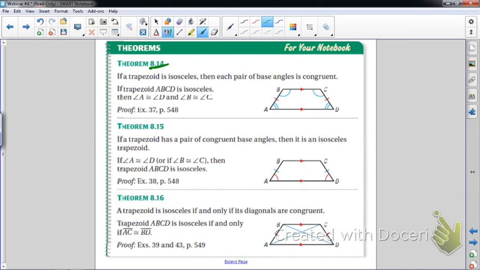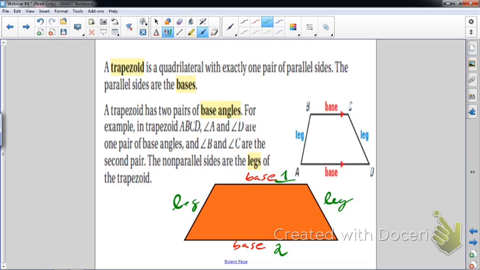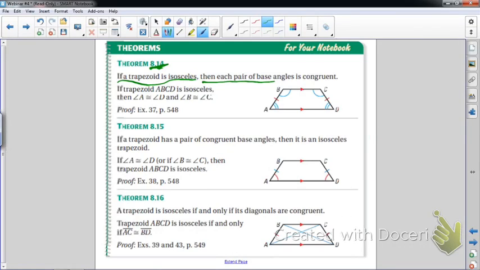So it says 8.14 says, if a trapezoid is an isosceles, then each pair of the bases, remember those, when I talk about bases, I'm talking about these right here, these 2 lines. I'm talking about those 2 bases. So let's go back to the definition. It says, if a trapezoid is an isosceles, then each pair of the base angles are congruent. So that means that angle A and D and B and C are going to be congruent. So these 2 will be the same, and the ones down here, these 2, will be congruent. They're the same.